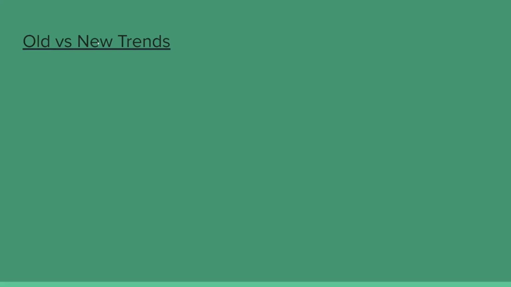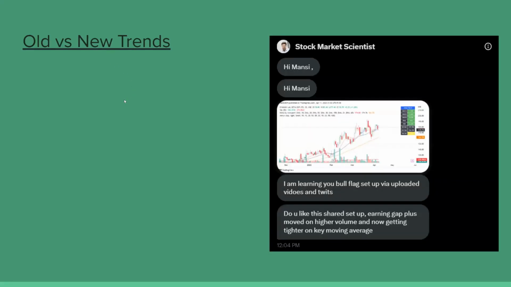Now, what do I mean by old versus new trend? Let's take an example of someone who calls himself the stock market scientist, who sent me this DM with a stock from his own local market, not the US market, asking me if this would be a valid setup. He says, do you like this setup? Earnings gap plus moved on higher volume and now getting tighter on key moving average. Okay, so it did have an earnings gap, but would I be interested in this stock at this point is the question.